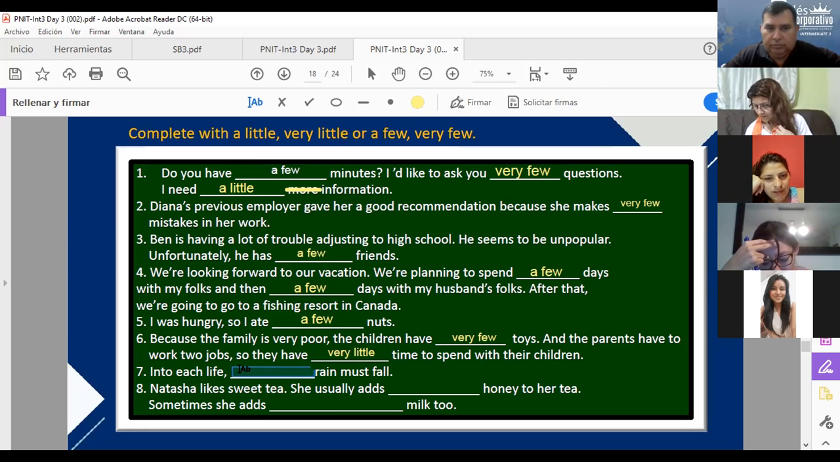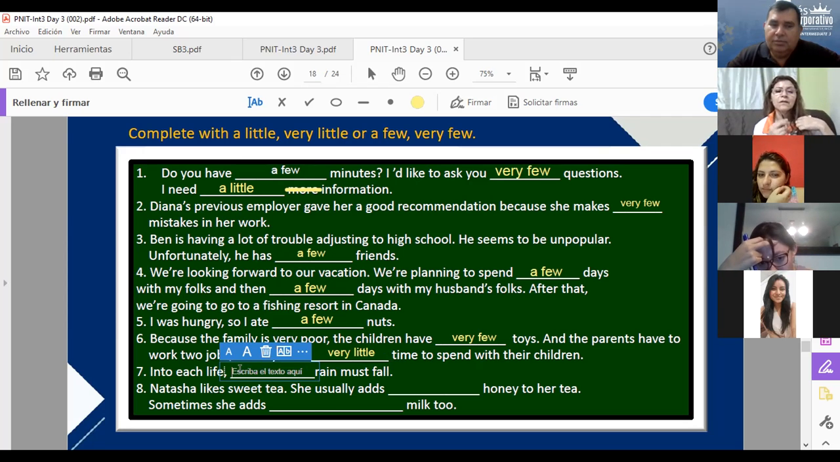Rain must fall. A very little. Puede ser a little. Pero no, rain little is uncountable. A few, porque es como very few. Si no entiendo mal, sería como lluvia sobre la caída. No, must fall, debe caer.